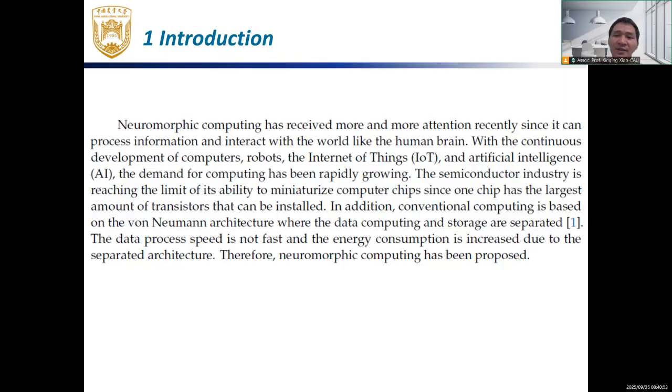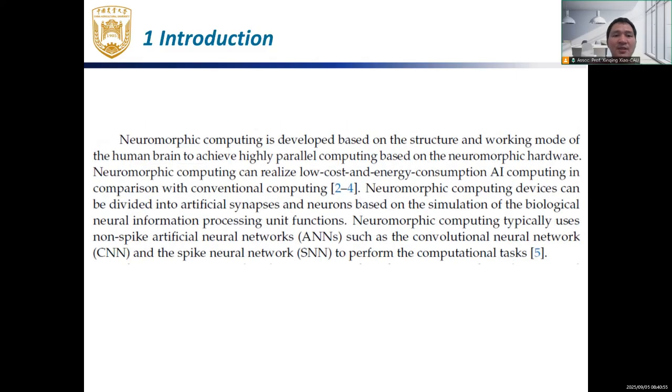So a new computing approach has been proposed, because neuromorphic computing is based on the structure and working mode of the human brain to achieve highly parallel computing in hardware. This method can realize low-cost and energy-efficient AI computing in comparison with conventional computing. So this can be a new computing method for future artificial neural networks. We can call them ANN, CNN, and SNN to perform the computation tasks. So this is the new computing.